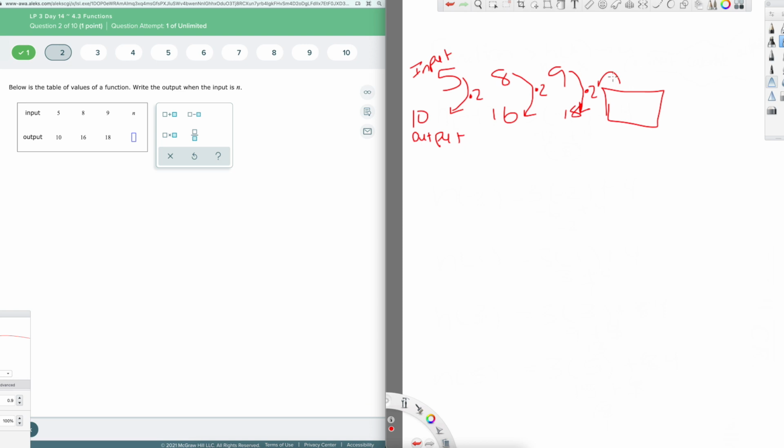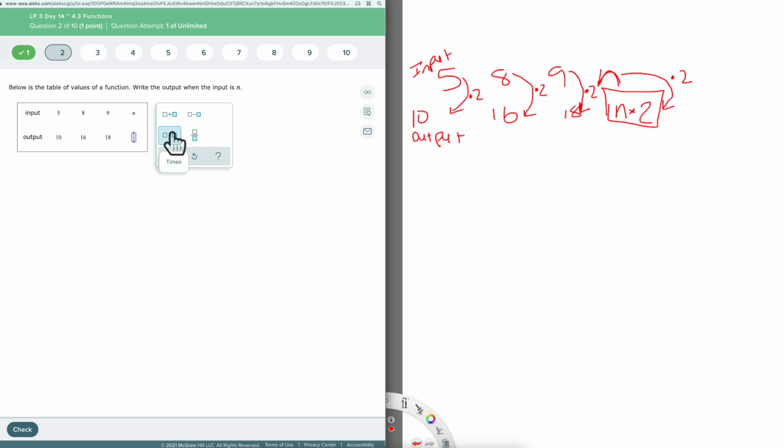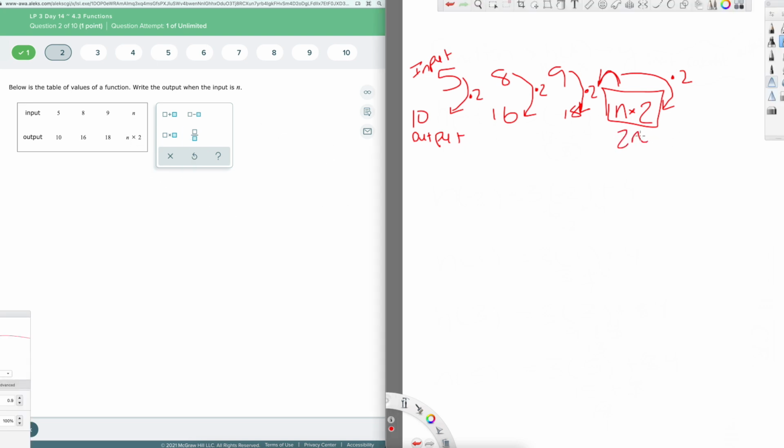So even if it's n, and n just means it could be any number, we just don't know what it is. That's the same thing as saying it's x. So whatever number we put in here, what do we have to do to it? We have to multiply by 2. So it's going to be n times, and they're actually using a little times button here, 2. So we're going to click here and go n times 2, which I would also just write as 2n if I was simplifying that, but since they have a little times button, I'll use it the way they want me to.